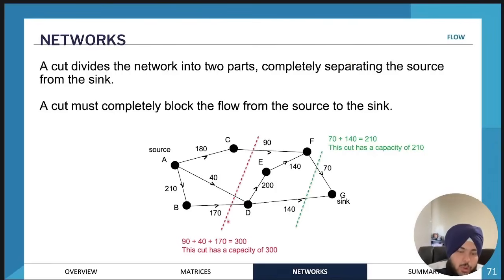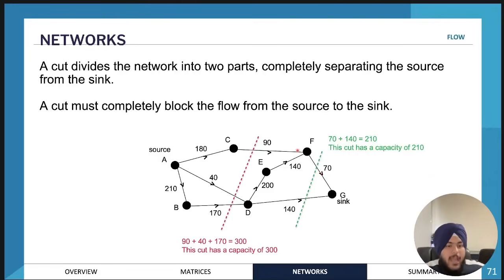So for example, I've drawn two cuts here. There'll be a variety of different ways that you can draw a cut through this graph. And what this cut is essentially going to do is block the flow from the source to the sink. And that way you can determine what the maximum flow is going to be.